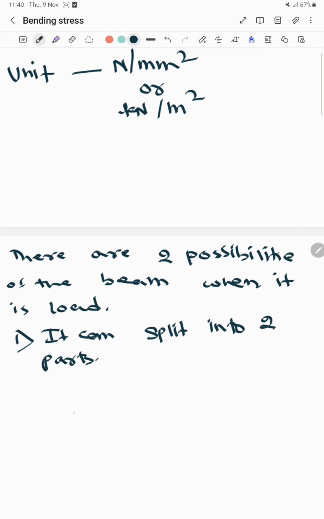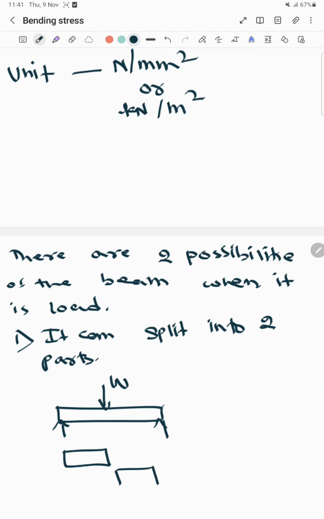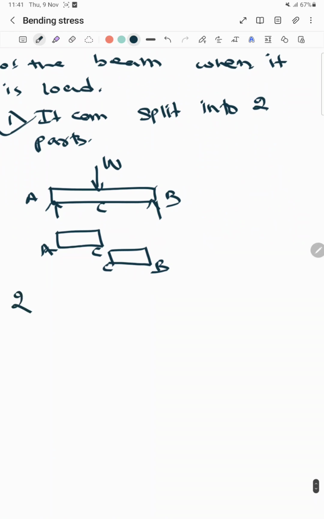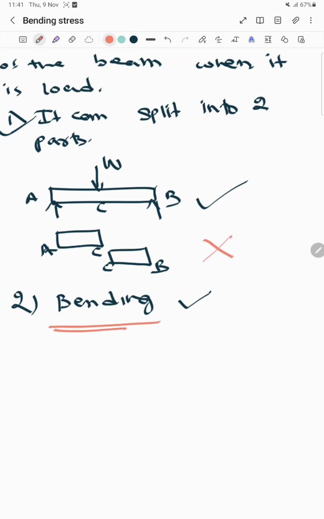What does this mean? Suppose this is a beam, a simply supported beam, and when the load is applied over this beam, what can happen is it can split into two parts, A, B, C and C. Okay, so the next possibility is the bending. So the first possibility is it can split into two parts, and the other one is bending. So in this chapter we'll be focusing more on the bending, not the shearing one.